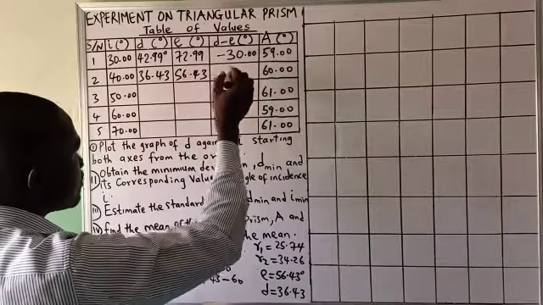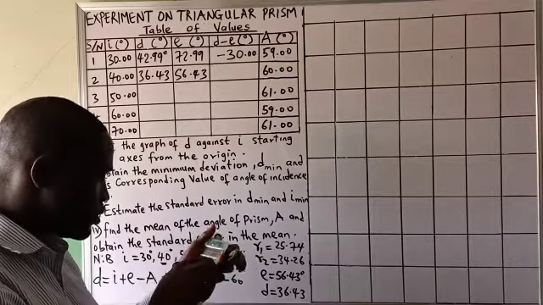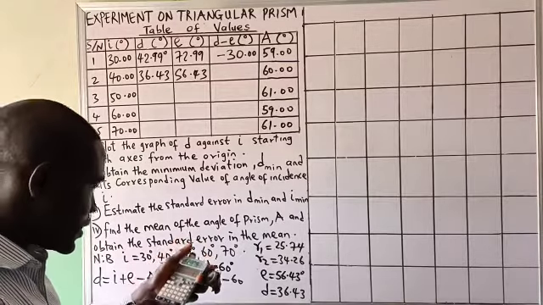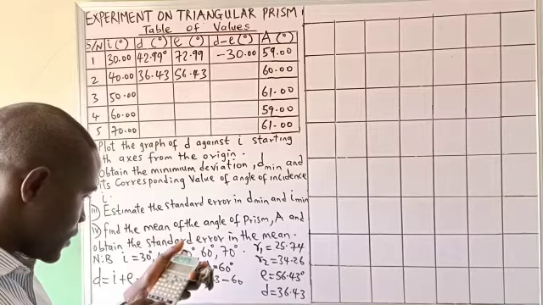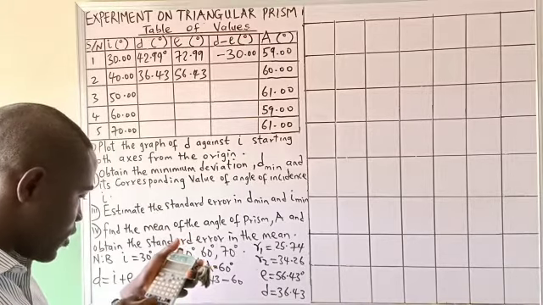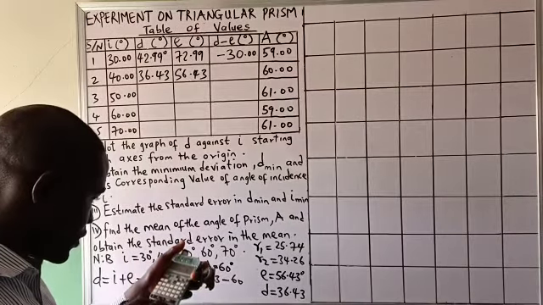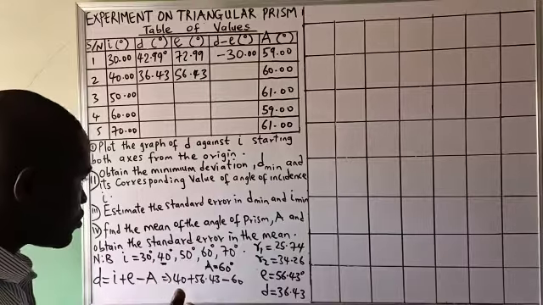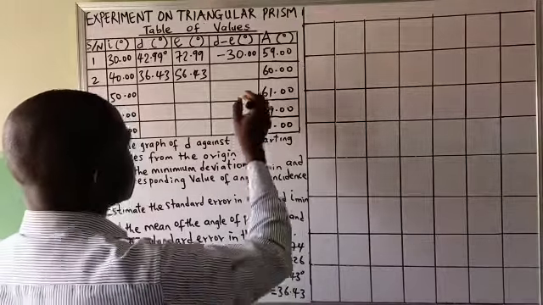36.43, then E, 56.43, then D minus E. 36.43 minus 56.43. That will be giving us minus 20.